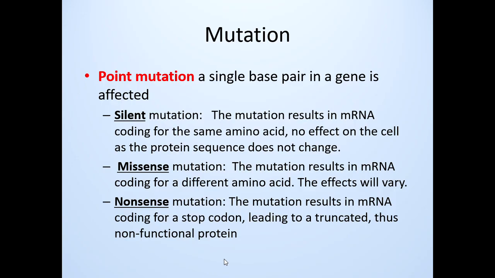The third type of point mutation is a nonsense mutation. In a nonsense mutation, the mutation results in the messenger RNA coding for a stop codon prematurely. That will then cause the protein to be shortened or truncated, and usually the protein then becomes non-functional and leads to a serious negative impact on the cell. So let's start by looking at these three mutations.